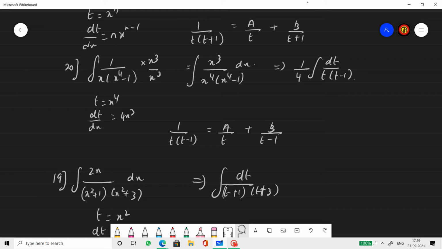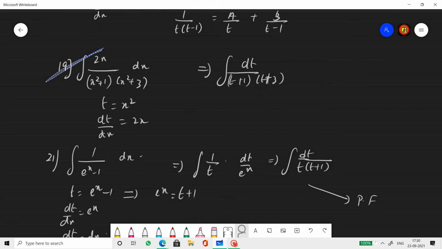20th sum, 1 by x into x power 4 minus 1. Similar to 16, the only difference is there it was plus 1 and here it is minus 1. Multiply and divide with x cube. So you come to this step. Take t as x power 4. dt by dx, the differentiation of x power 4, will give you 4x cube, so eventually that will get cancelled. You will get it this way. Now partial fractions. After that you find a and b and then integrate in terms of t. Substitute the t function later.